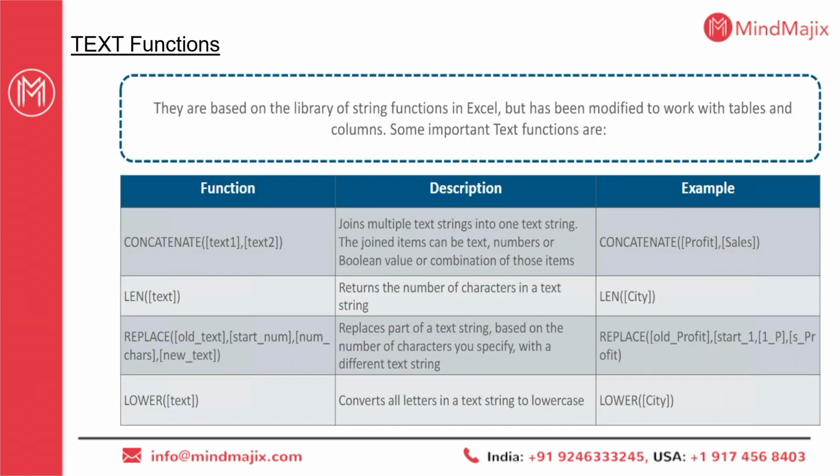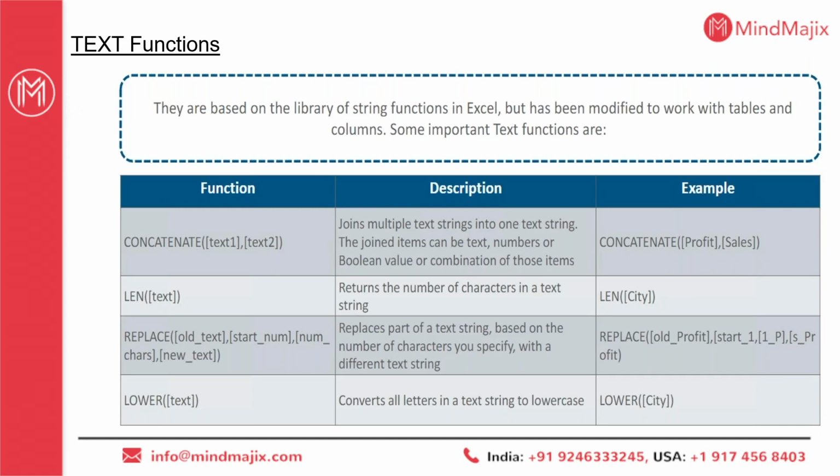Move on to the text functions. Text functions are basically understanding the words which are written in a column or a row. In what scenarios do we use that? So for an example, you want to concatenate. Concatenate means you want to join. You want to have a concatenation of a profit and a sale.